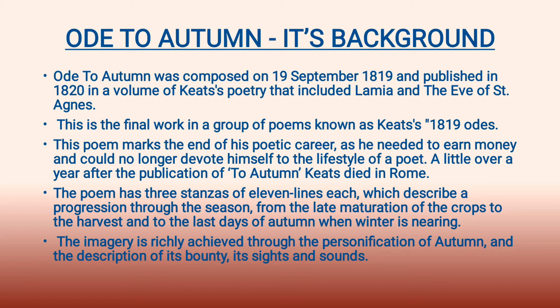Ode to Autumn was composed on 19th September 1819 and published in 1820 in a volume of Keats' poetry that included Lamia and The Eve of St. Agnes. This is the final work in a group of poems known as Keats' 1819 Odes. This poem marks the end of his poetic career as he needed to earn money and could no longer devote himself to the lifestyle of a poet. A little over a year after the publication of To Autumn, Keats died in Rome.